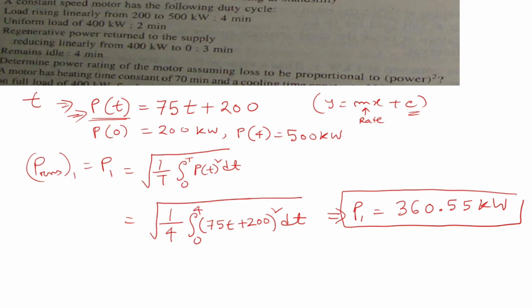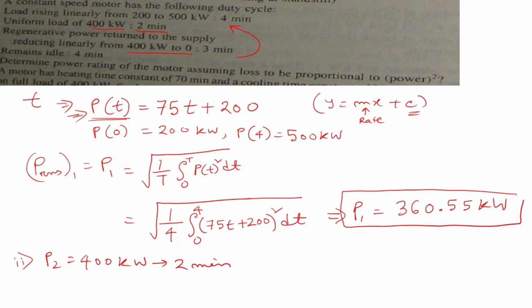Now coming to the second interval, it is given that uniform load of 400 kilowatt for 2 minutes. Okay, so P2 is 400 kilowatt for 2 minutes. Now in the third interval, again it is given that regenerative power returned to the supply reducing linearly from 400 kilowatt to 0. So again in this interval we have to use the concept that we have used to find the value of P1.